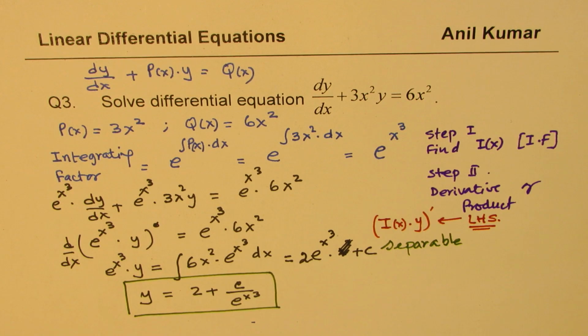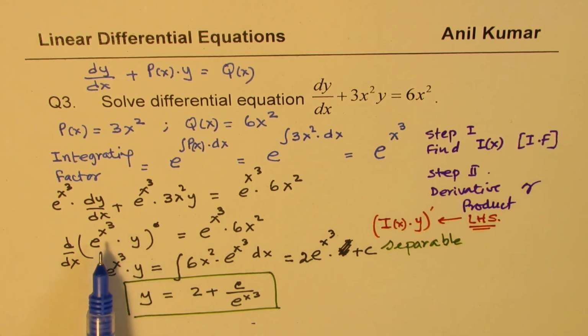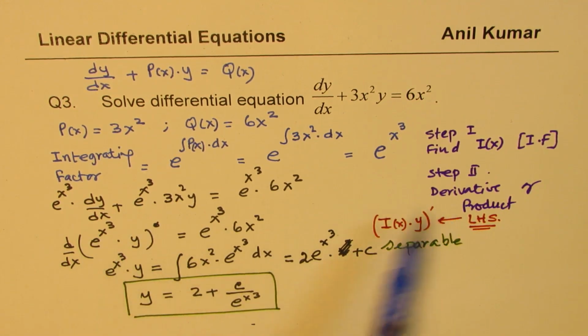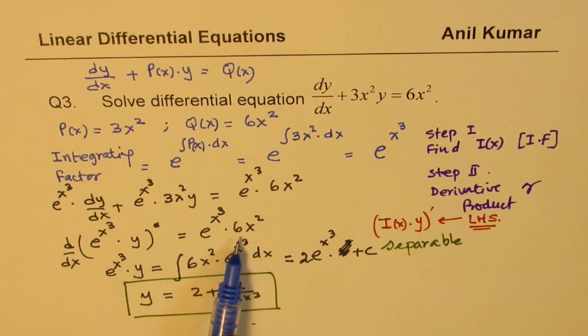Is that clear to you, right? So basically, once you find what the integrating factor is, you know that the derivative of the product rule could be applied on the left side, and the equation could be written in the separable form, and then you could solve it. So I hope the steps are clear. Let's take one more example to end this video.